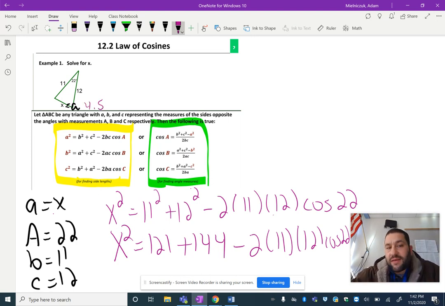Now, does this make sense? 22 degrees is a pretty small angle. It's probably the smallest of the three, so that would mean that our side length has to be small. So it does make sense that we would get x is approximately 4.5.